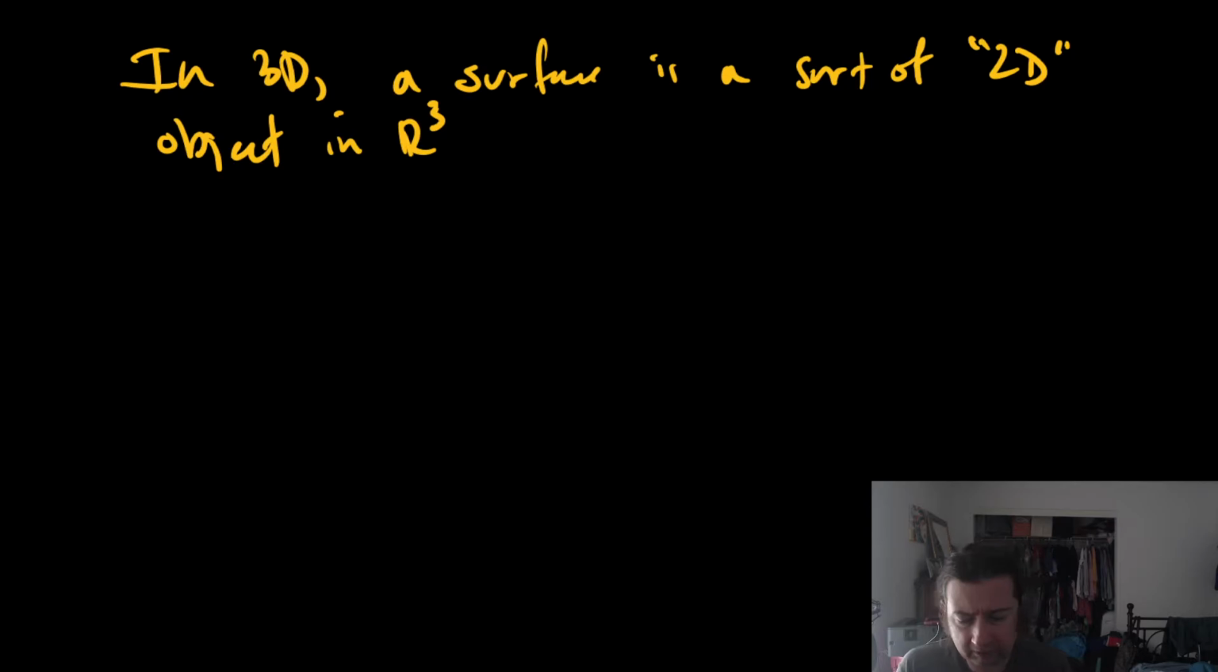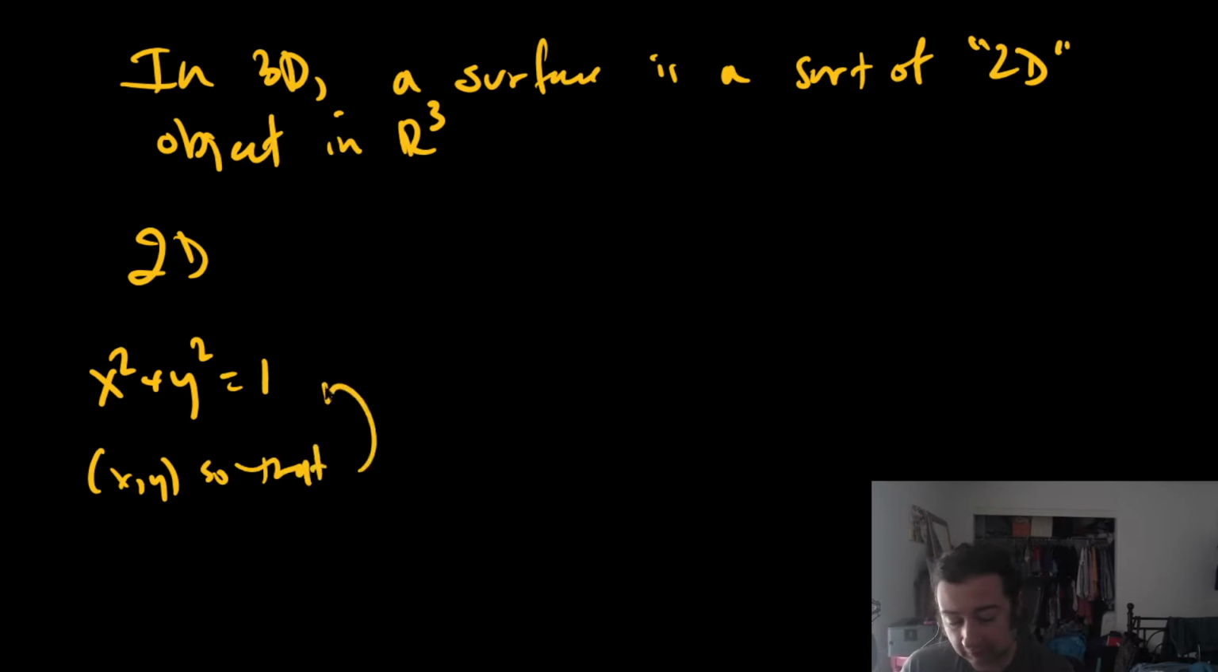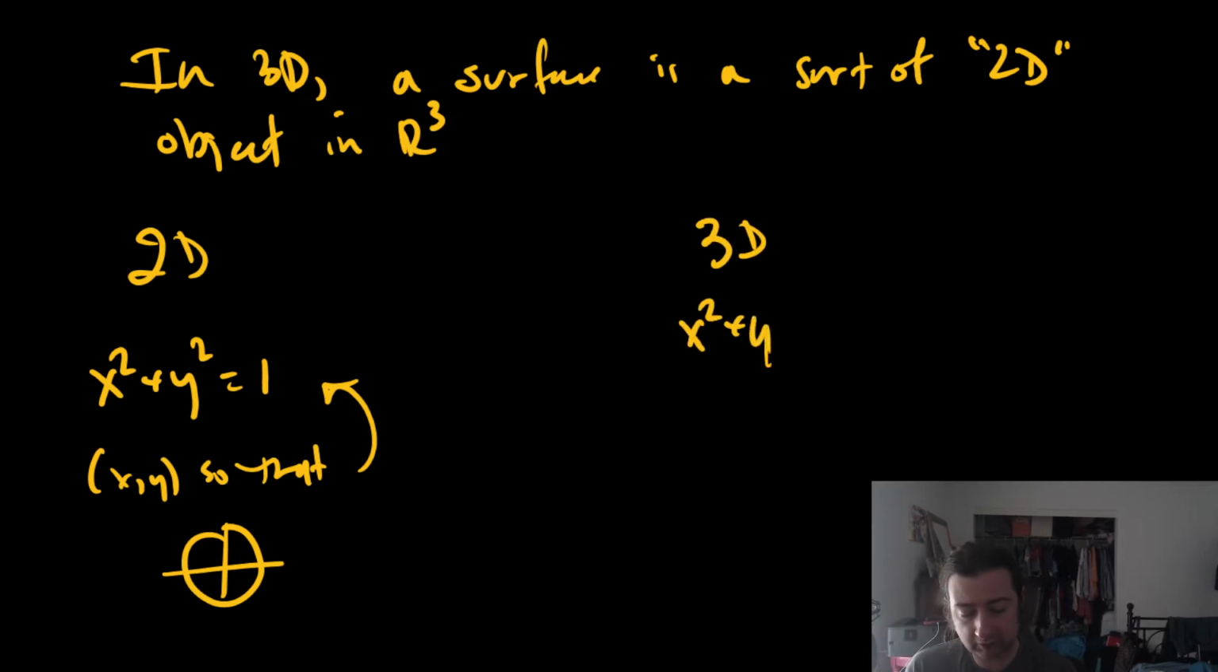So what do I mean precisely? Well, in 2D, an equation like x squared plus y squared equals 1 means that you're looking for points x comma y that satisfy this equation. I want x and y so that this equation is satisfied, and the set of points that satisfy that equation is a circle. In 3 dimensions, the same equation, if I have x squared plus y squared is equal to 1, now I'm looking for points x, y, z that satisfy that equation.